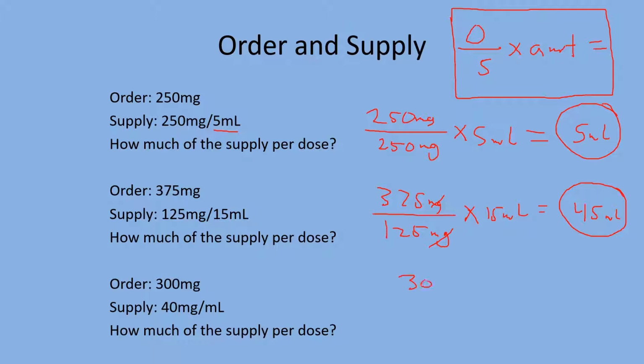Yeah, this one's easy. We're going back to order over supply. 300 divided by 40. This is just a 1. How many is that? 7.5 mLs. There you go. So not too bad. Order over supply.